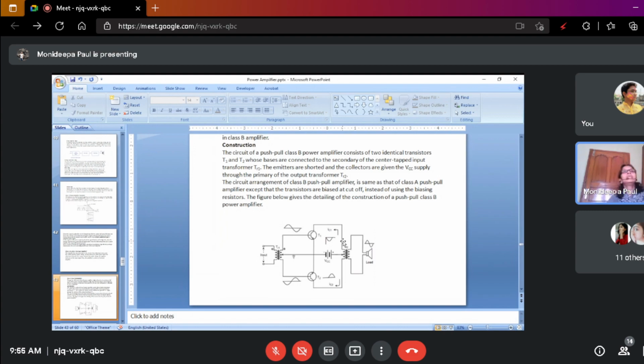But here, what is the VCC? The actual voltage is VCC by 2. So when we find out the collector current IC1 or IC2, IC1 or IC2 is equal to VCC by 2 divided by RC, because the primary winding of the output transformer is center tapped. I think it is clear for everyone.